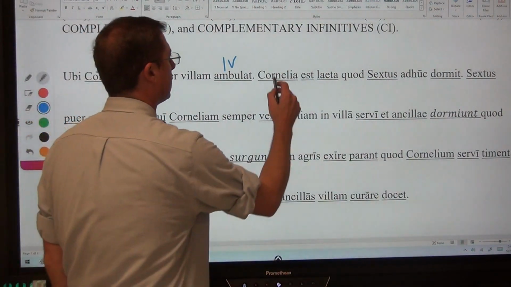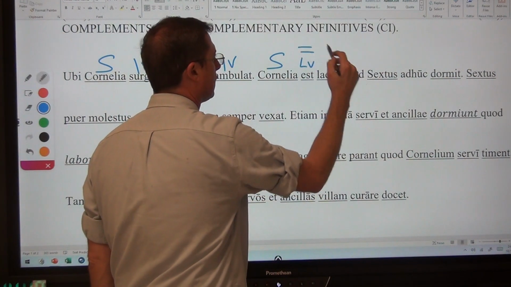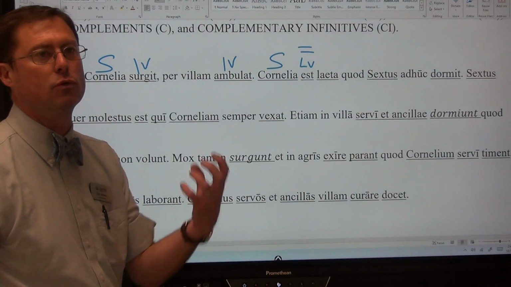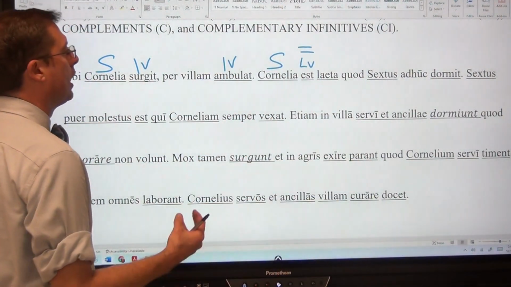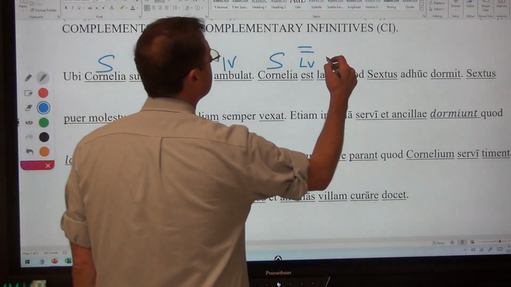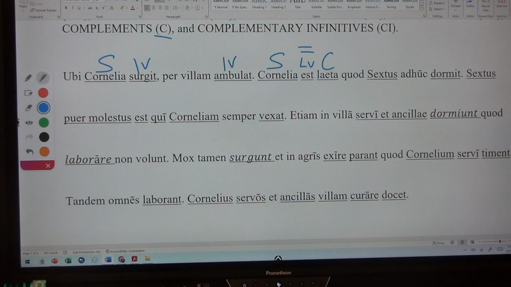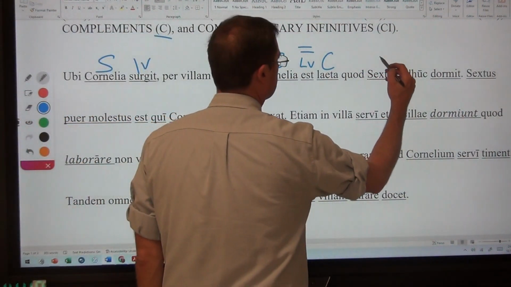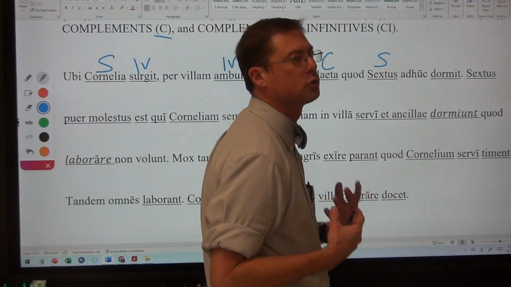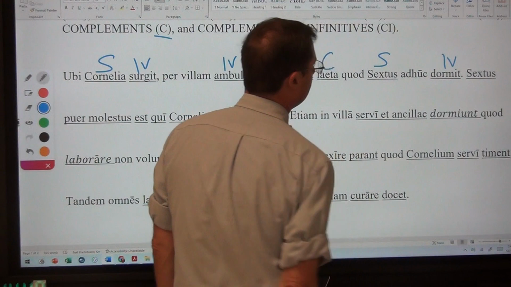Well, Cornelia here is my subject. We all know that est is a linking verb. All linking verbs are an equal sign, and so this is either going to be a complement predicate nominative, a noun renaming the subject, or a complement predicate adjective, the adjective modifying it. Well, it's an adjective, but you don't even need to tell me that it's a CPA. All you need to tell me is that it is a C, complement. And Sextus is the one doing the sleeping in the nominative, so he's the subject, and dormit, he sleeps. Well, sleeping is an intransitive action. You cannot sleep the pumpkin, and so therefore it is IV.